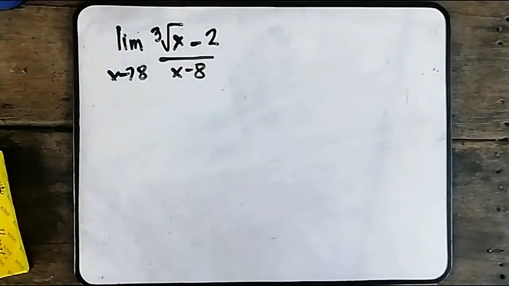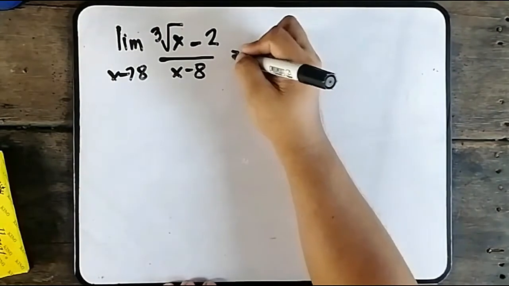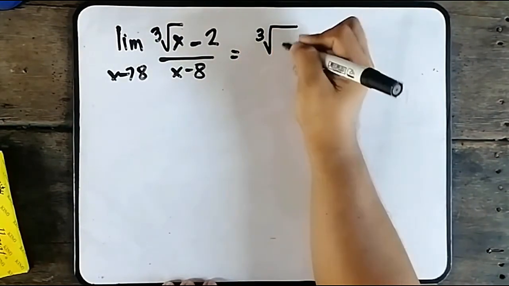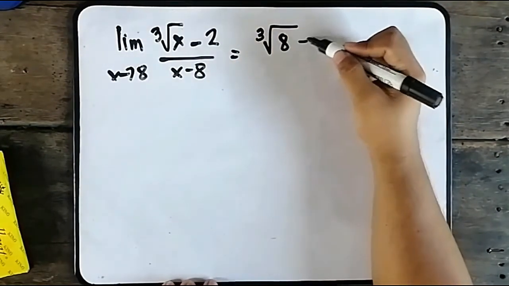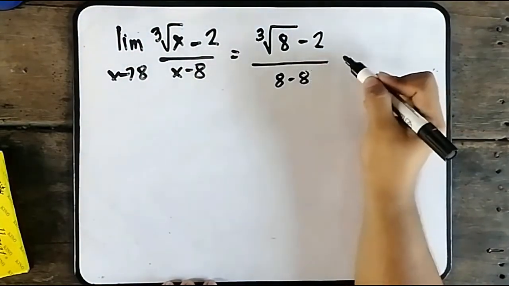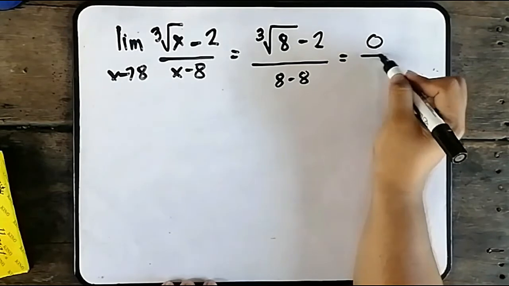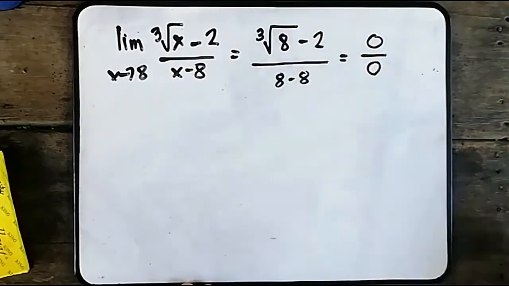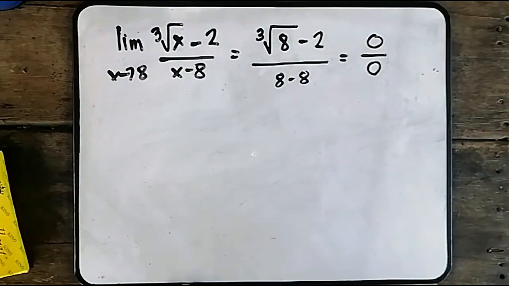Okay, so we consider this example, the limit of the cube root of x minus 2 all over x minus 8 as x approaches 8. By direct substitution, we have cube root of 8 minus 2 all over 8 minus 8. Observe that this is an indeterminate form of type 0 over 0. So we have to rationalize.